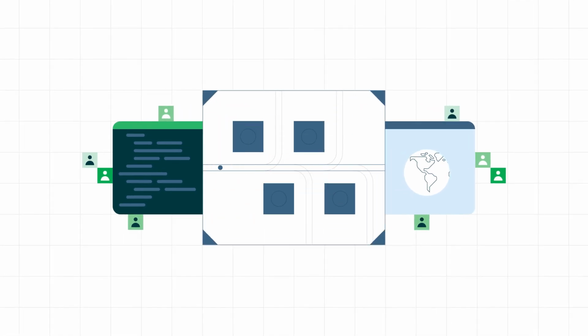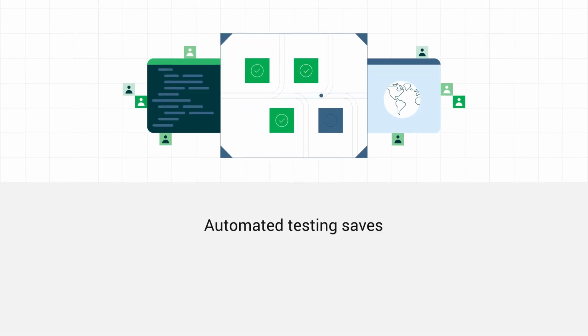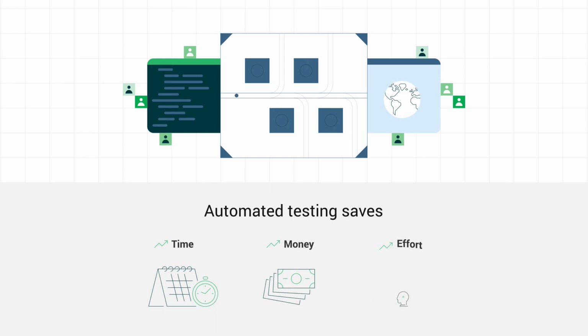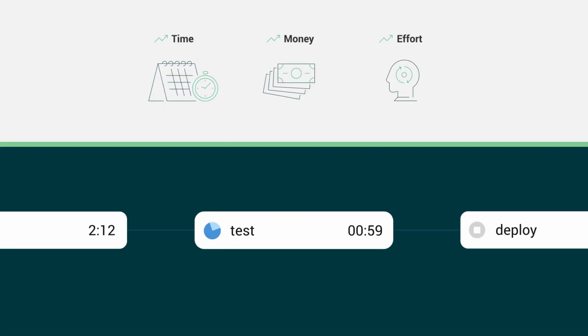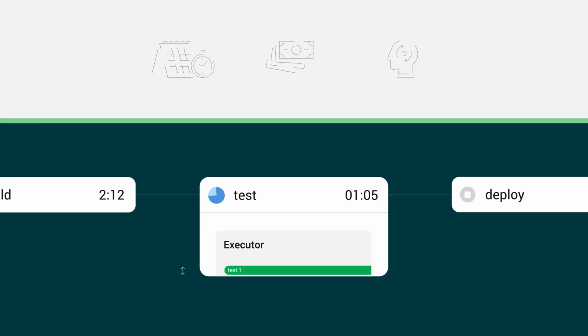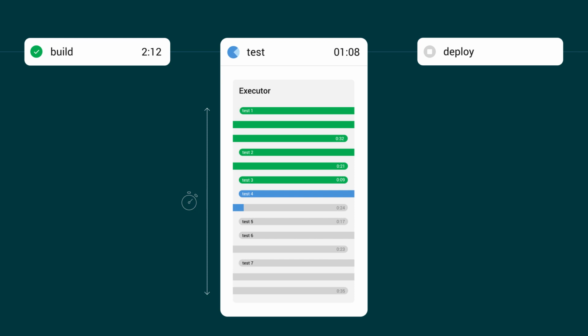While comprehensive automated testing can save your team huge amounts of time, money, and effort by catching defects early in the development cycle, when build and test cycles run long, it can feel like some of those benefits are lost. To reduce your build times and accelerate time to market, you can use a technique called test splitting.